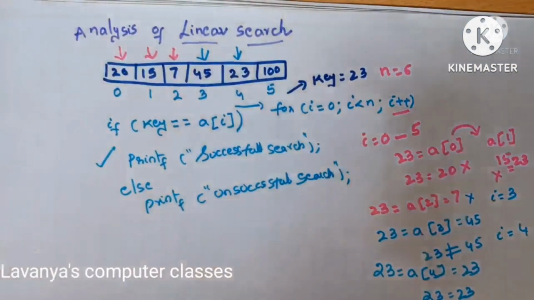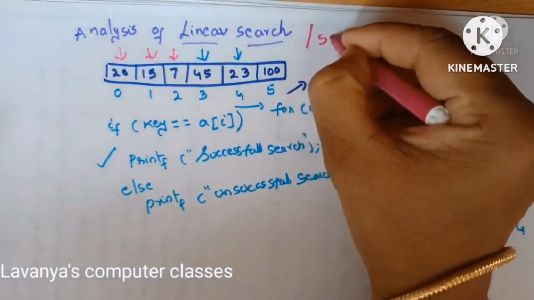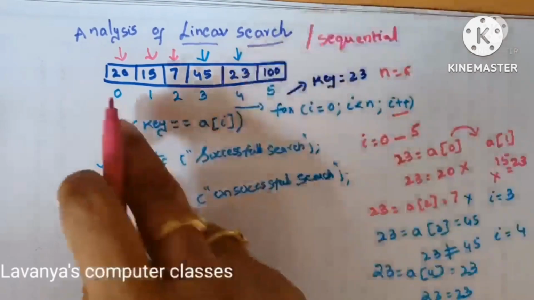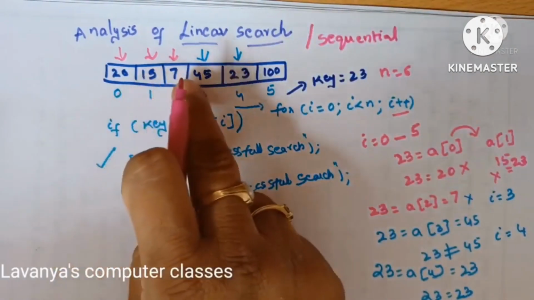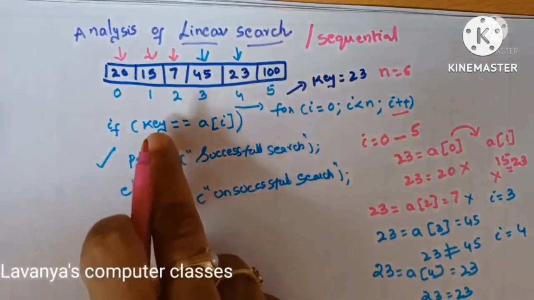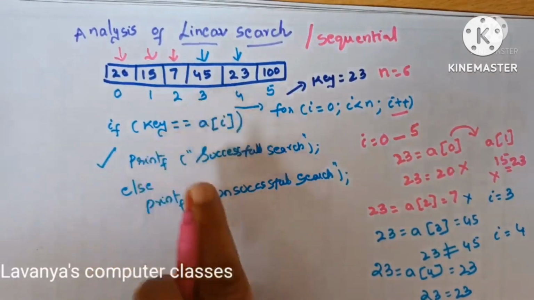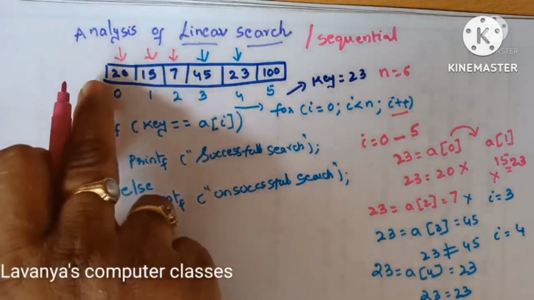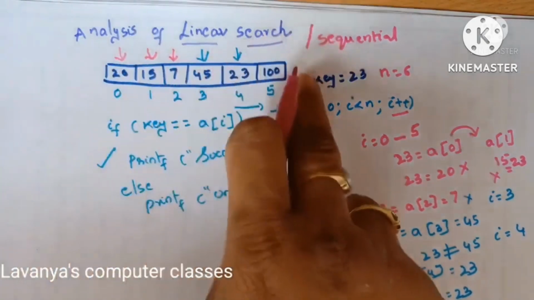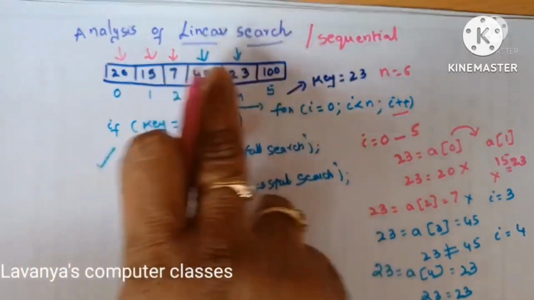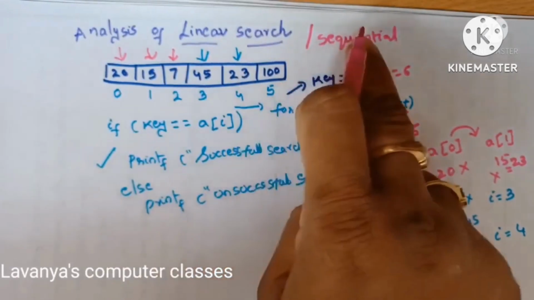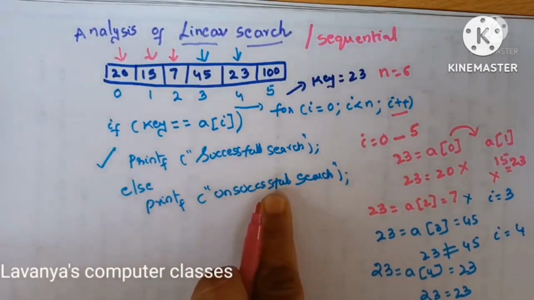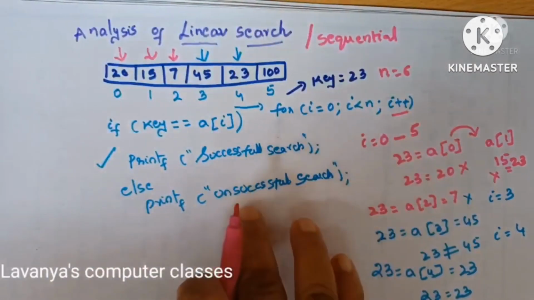Linear search is also known as sequential search. Sequential search means sequentially, one after another, each element is compared with the key element. Whenever both are the same, then immediately we report a successful search. Otherwise we check one after another till the last element. If at the end of the list you are not getting the key element, it is called an unsuccessful search. This is the concept of linear search.